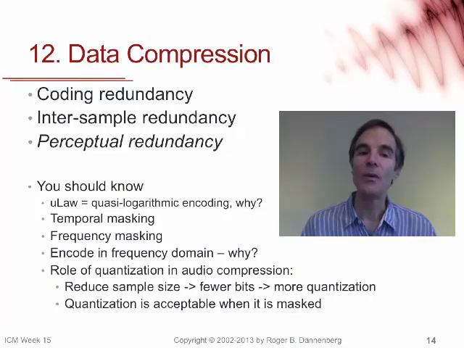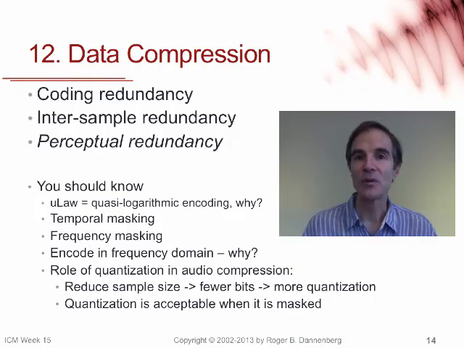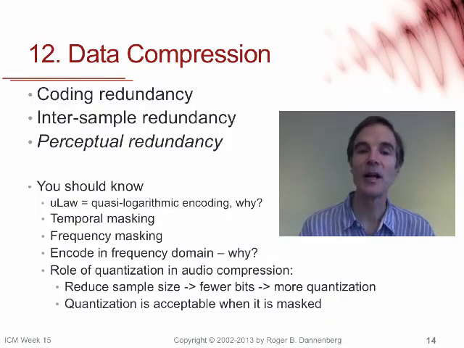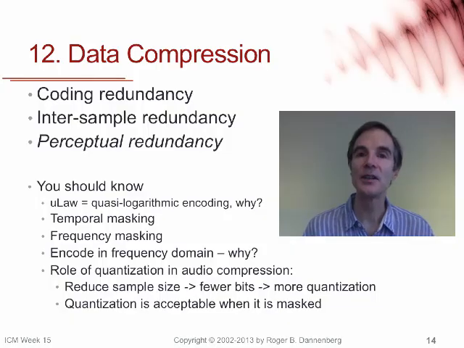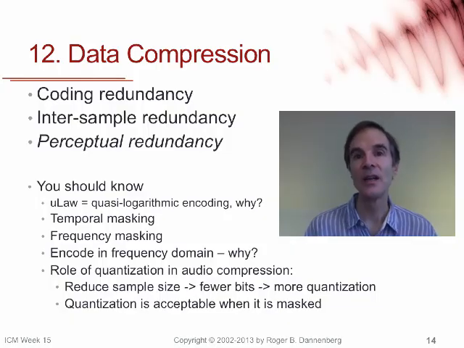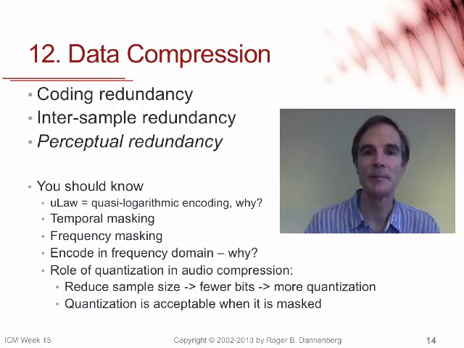And then this quantization is acceptable if it is masked. So we can essentially, through masking, get away with quantization, which means we have fewer bits to encode, and that's really where the compression comes from.